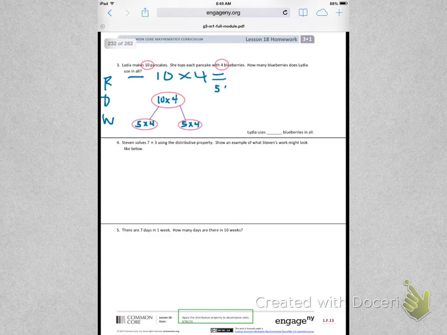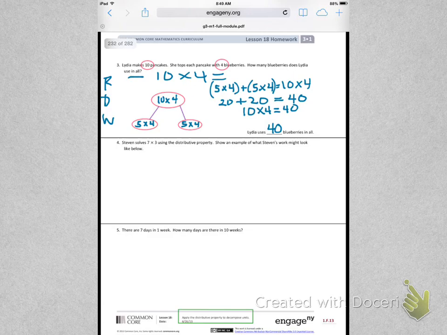So I have 5 times 4 plus 5 times 4, which equals my 10 times 4. Let's go ahead and solve in the parentheses. 5 times 4 is 20, plus 5 times 4 is 20, the sum of which is 40. Therefore, 10 times 4 equals 40. Lydia uses 40 blueberries in all.